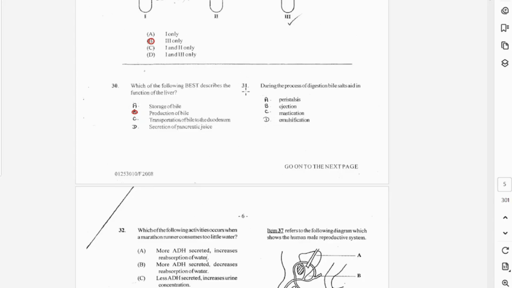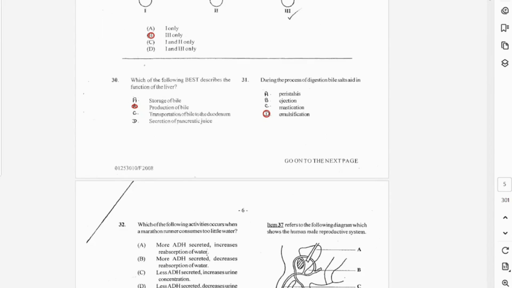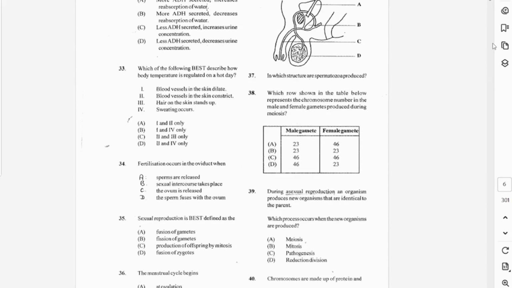So then we have 31. During the process of digestion, bile salts aid in the process of D, which is emulsification, breaking down large fat globules into smaller ones.